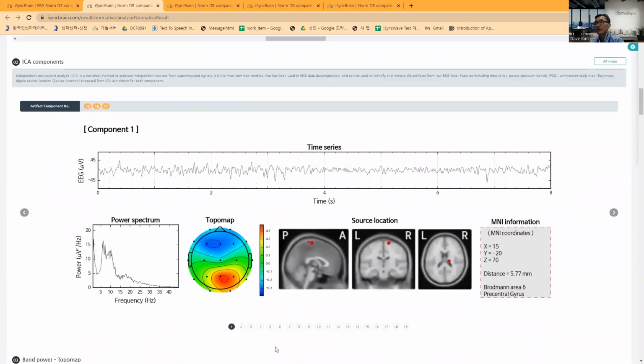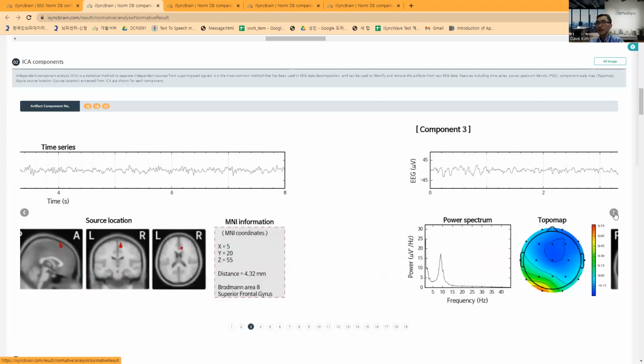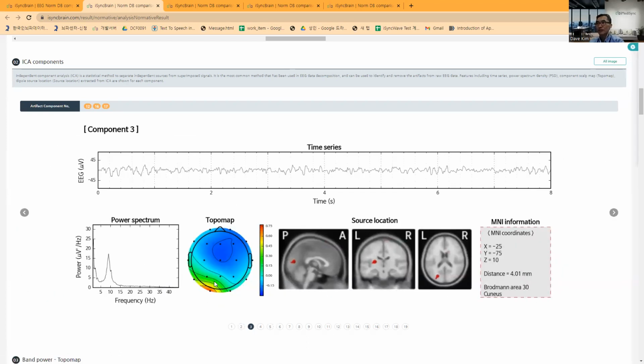The 19 components are in the order of the power. The first component is the precentral generated activity, basically very slow theta activity coming from the central area, and also having high frequency. There is a two-peak pattern here. And the second activity is coming from the superior frontal generator. Basically, this is the power spectrum from the central area. And alpha peak frequency coming from the back of the head.